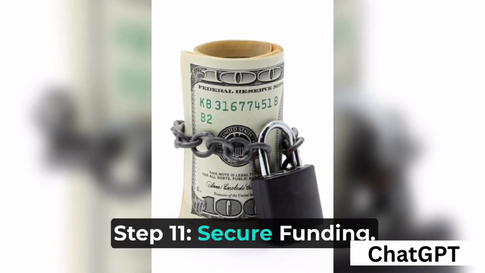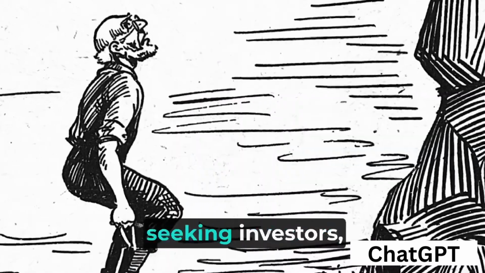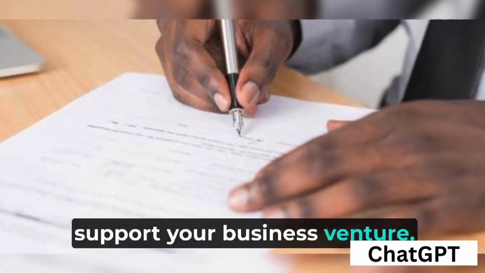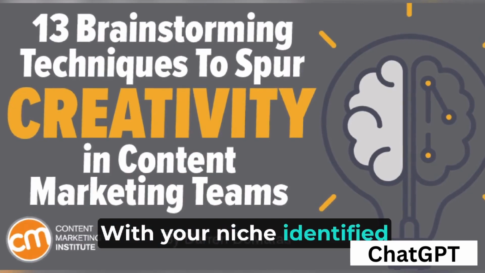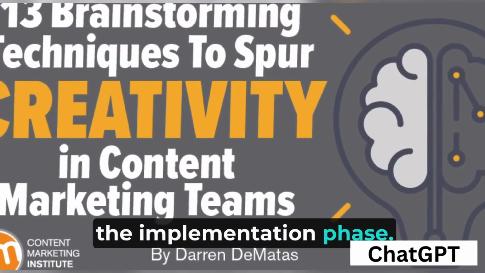Step 11. Secure funding. Explore funding options such as bootstrapping, seeking investors, or applying for grants to support your business venture. Step 12. Start implementation. With your niche identified and plan in place, you're ready to move on to the implementation phase.